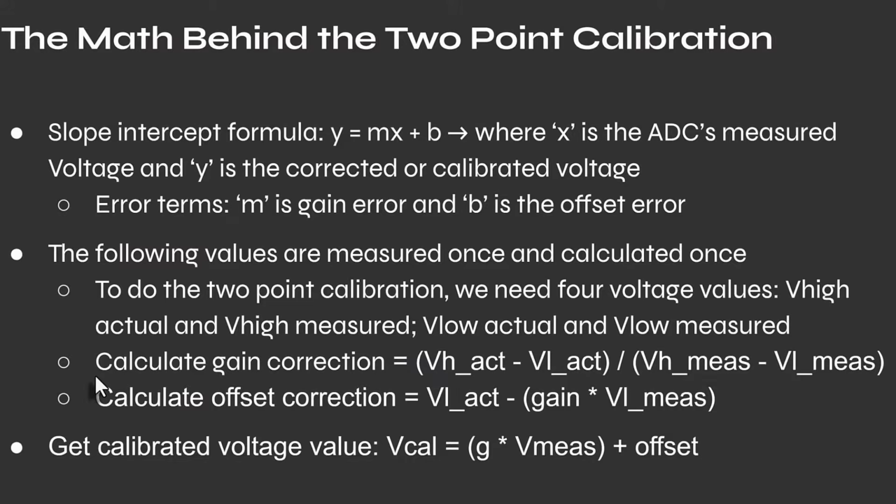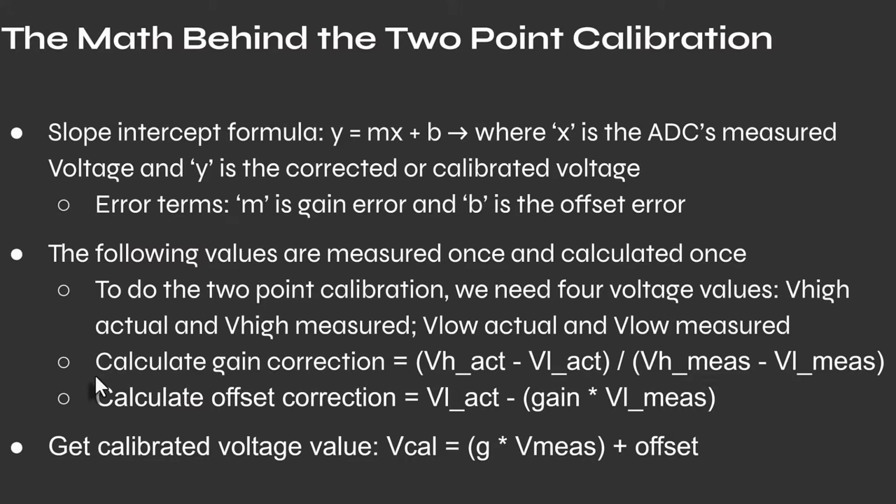So let's step through an example. Let's say we have an ADC that has a voltage range of 0 to 5 volts. So what we need to do the two-point calibration is we need 4 voltage values. We need to pick 2 points on our voltage range. Ideally, the 2 points are spaced out from each other. So let's say we pick 10% and 90% of our range. So for 0 to 5 volts, that would be 0.5 volts and that would be 4.5 volts. So now we have two of our voltage values, our actual voltage values, 0.5 volts, 4.5 volts.